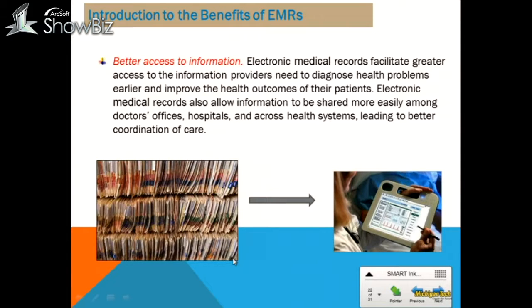The second benefit of the EMR is better access to information. See here, on the left picture, that's the traditional paper-based medical records. If you want to find someone's medical records, you must check step by step. That's very difficult. However, if we use the EMR, you just use your laptop, desktop, iPhone, iPad, or just a pad, and you can easily access it.